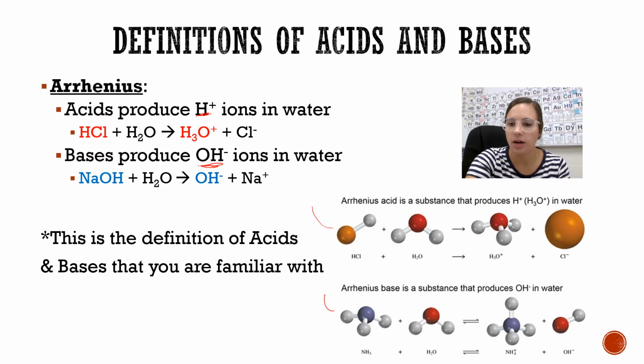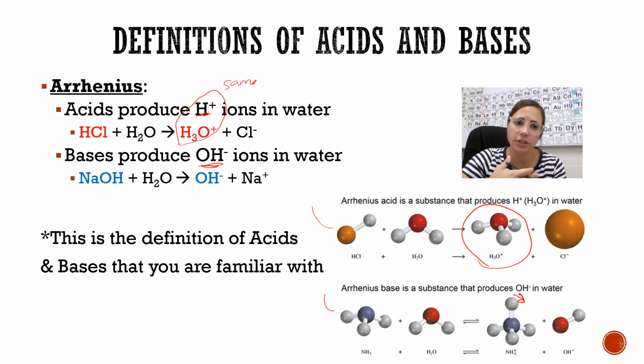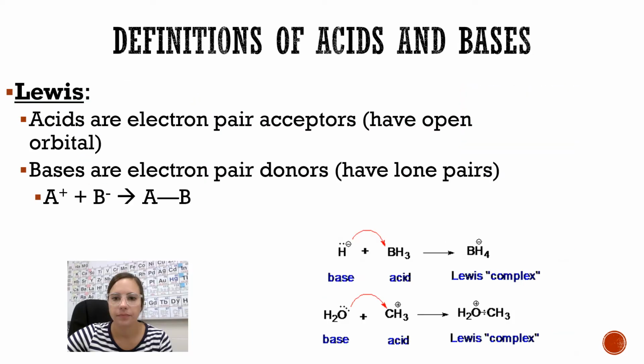So HCl, hydrochloric acid, is creating H3O+, and I have a slide later that explains to you that H3O+ and H+ are the same thing. I'll explain that later. And then we see here that ammonia is creating hydroxide over there. So that's the normal definition. So hydrogen is in an acid, hydroxide is in a base.